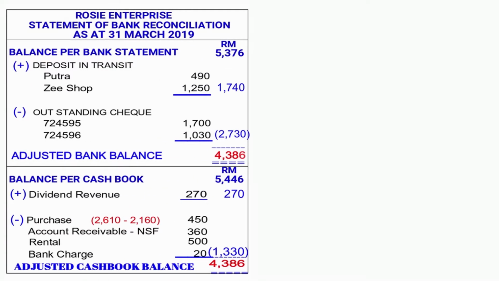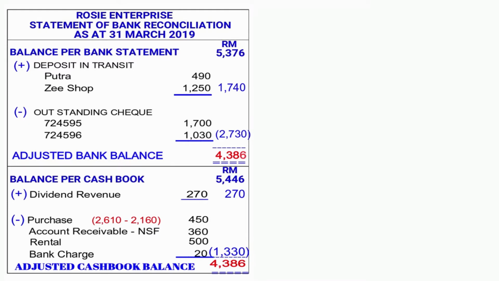Okay, let's start. Firstly, draw the format of general ledger on a piece of paper. Write down the date, debit, and credit column. Then, let's look at the statement of bank reconciliation that we had prepared in previous lesson.